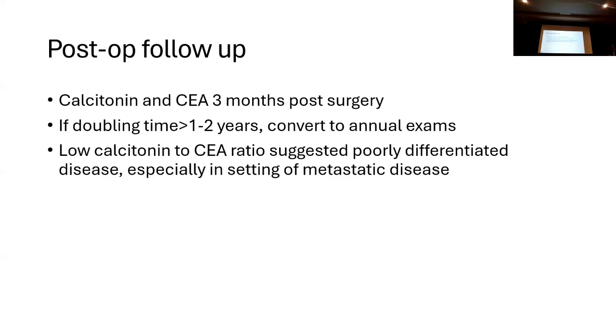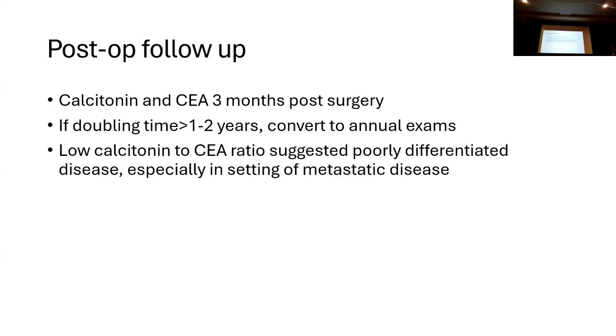So calcitonin and CEA 3 months after surgery is typically what we're doing. And then calcitonin is very sensitive. In particular, we're looking for what we call the doubling time. So how quickly, if at all, calcitonin levels rise. This is a very good prognostic feature, the calcitonin doubling time. If the doubling time is over 1 or 2 years, if the calcitonin is stable, that's actually very assuring. So then we try to space out the time intervals for surveillance.